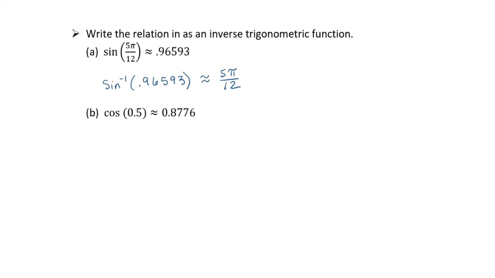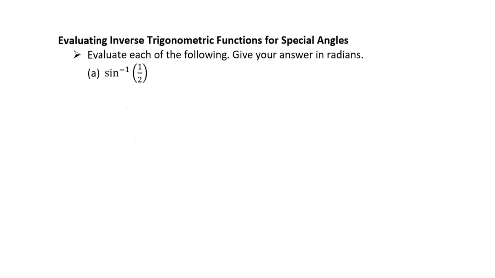Here, the cosine of 0.5 is about 0.8776. We would write this as the inverse cosine of 0.8776 is approximately 0.5. Note that both of these are in radians. We could do similar work in degrees.